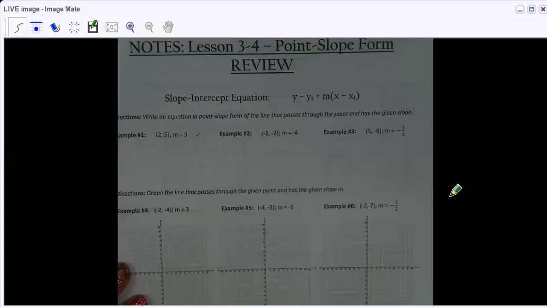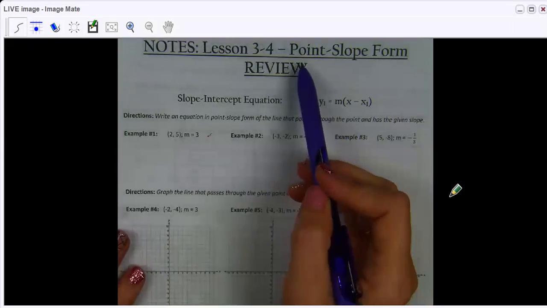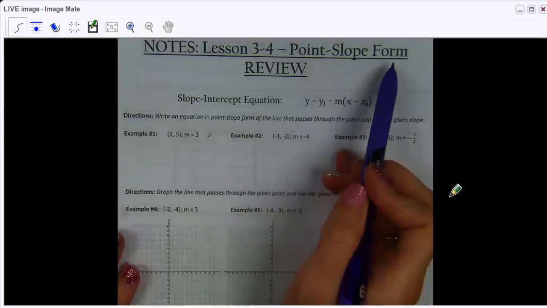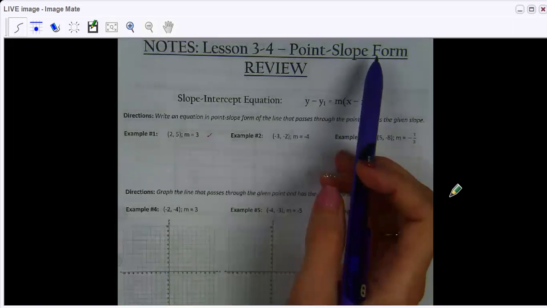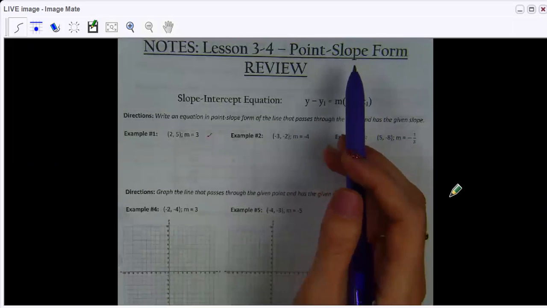Okay, we're now going to review lesson 3-4, which is an equation in point slope form. So I taught this lesson before Christmas, but we didn't do the homework that went with it. So I'm going to reteach the lesson and you're now going to have homework.